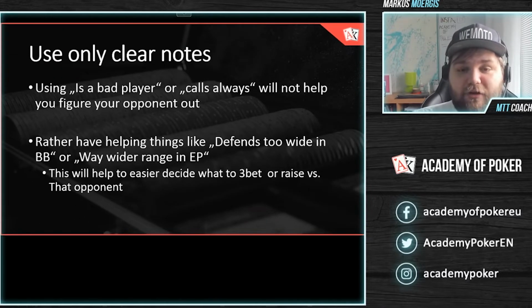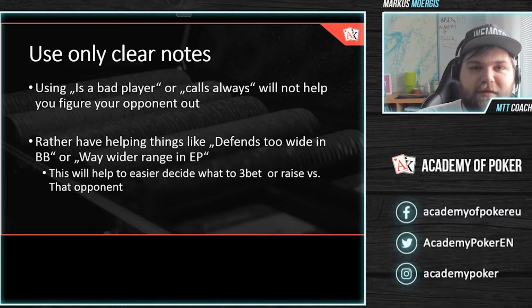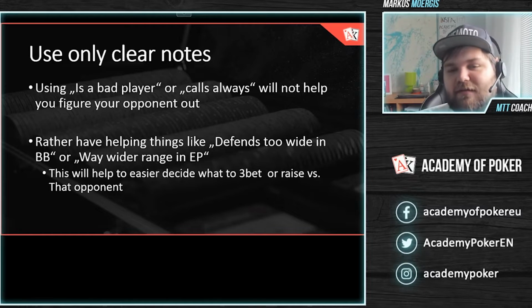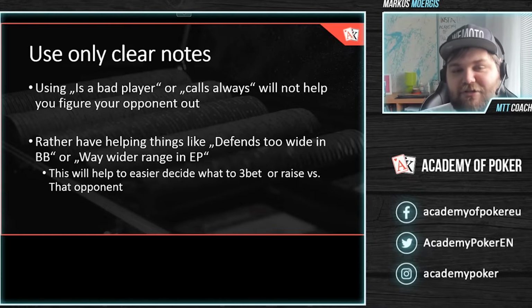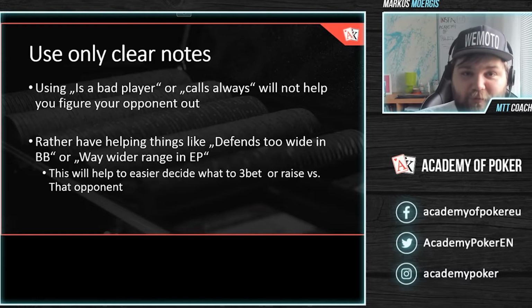Also, only use really clear notes for that. So, if you're maybe tilted on someone because he's just not a good player, but you don't have any sufficient note, don't just type he's a bad player or is always calling. If you just put in he's a calling station or he's really bad at poker, it will just not help you out. But use stuff that helps you. For example, as you see here.